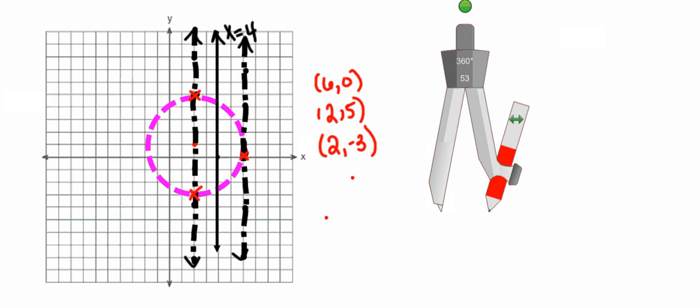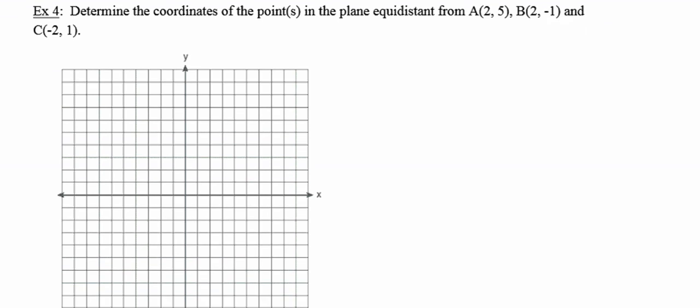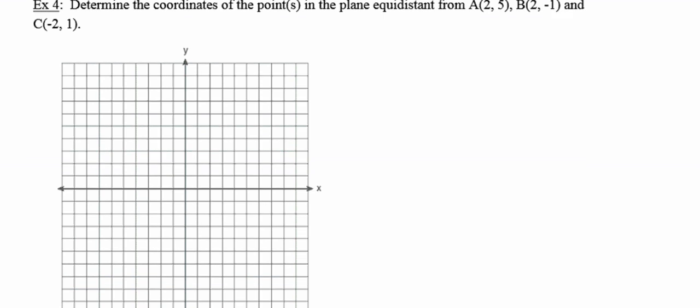All right, the last one says determine the coordinates of the points in the plane that are equidistant from the 3 points (2, 5), (2, -1), and (-2, 1). All right, so in keeping with the spirit of this, I'm going to go ahead and plot those 3 points. So A has coordinates (2, 5). There's point A. B has coordinates (2, -1). There's point B. C has coordinates (-2, 1). There's point C.